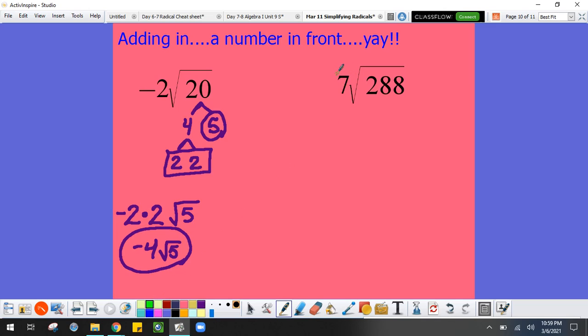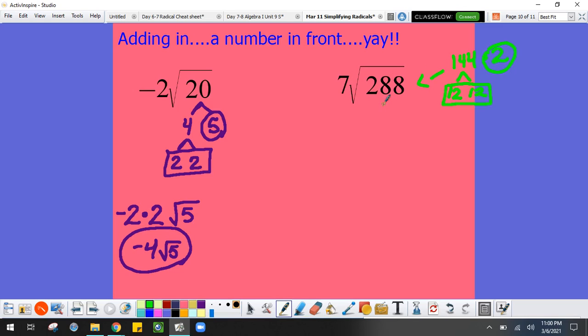Now let's look at this one. 7 times the square root of 288. When I look at 288, I do know that that's 144 times 2. That does not always pop in my head. 144 is a perfect square. That is made from 12 times 12. So that popped in my head. So I know that a 12 can come out and the 2 would stay under because it doesn't have a partner.